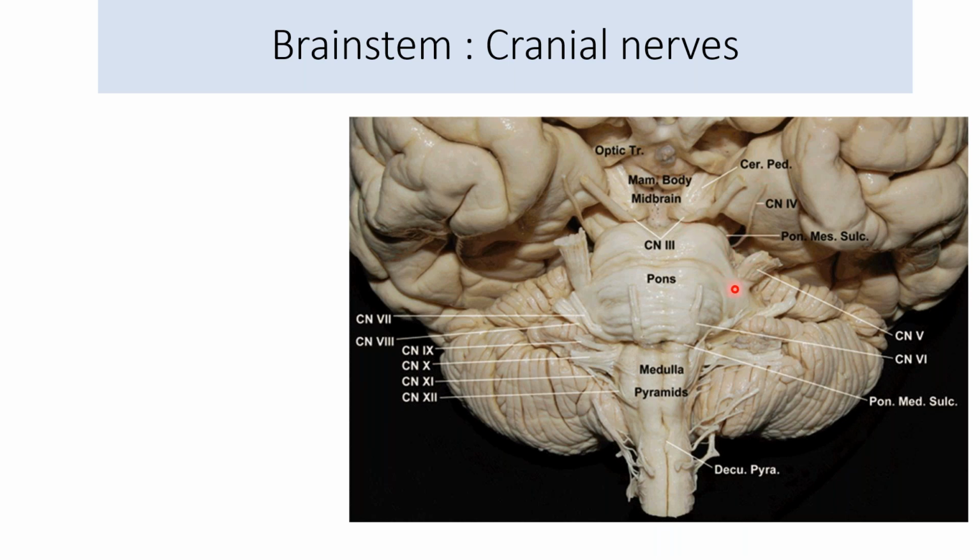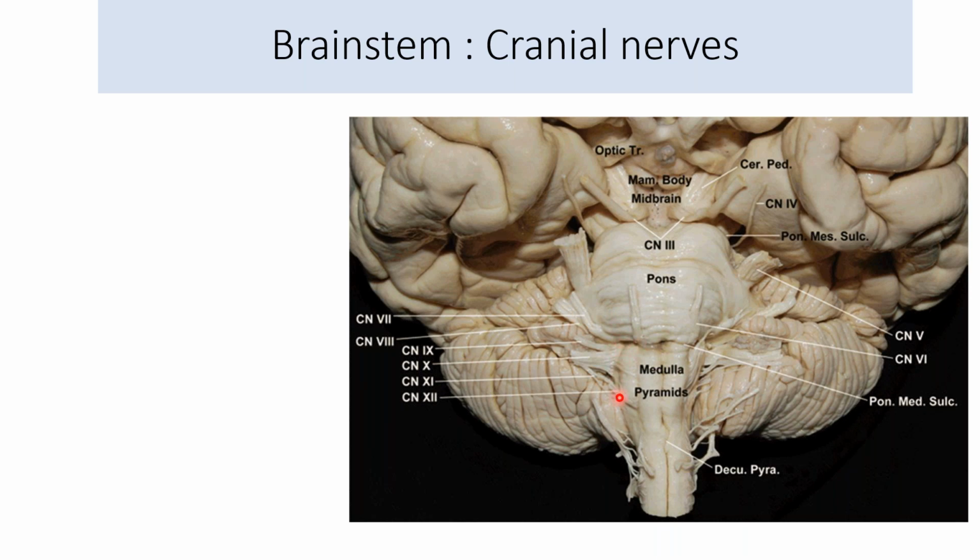Then it is followed by the fifth cranial nerve. You'll be able to see the fifth cranial nerve at the level of the pons, nearly at the junction of the pons and the middle cerebellar peduncle. This is followed by the sixth cranial nerve, which is at the level of the pontomedullary junction. The sixth, seventh, and eighth cranial nerves, these three, will appear at the pontomedullary junction.